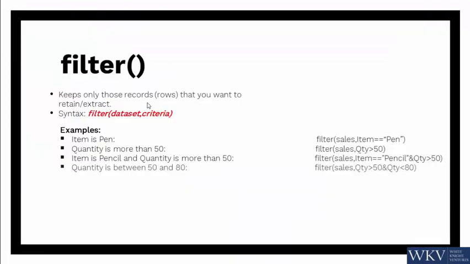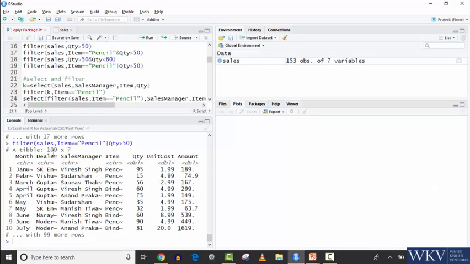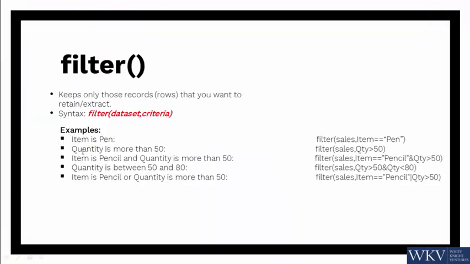Clear? Next up, quantity is between 50 and 80. So you can again use the AND operator, writing quantity greater than 50 and quantity lesser than 80. And lastly, item is pencil or quantity is more than 50. So here it's not an AND condition, it's not an intersection, it is an OR condition. So we will write sales comma item equal to pencil, use the OR operator which is the pipe, quantity greater than 50. So obviously in this case you will get more rows than you got with the AND operator. You have 109 rows where either the item was pencil or the quantity was greater than 50.